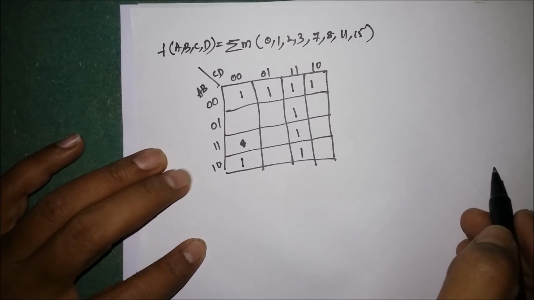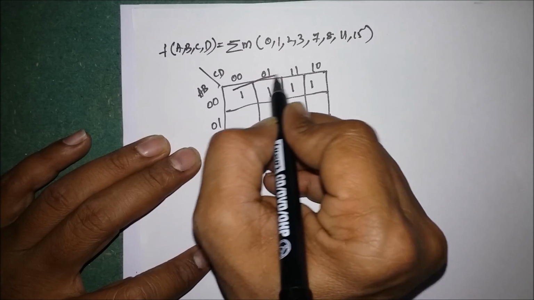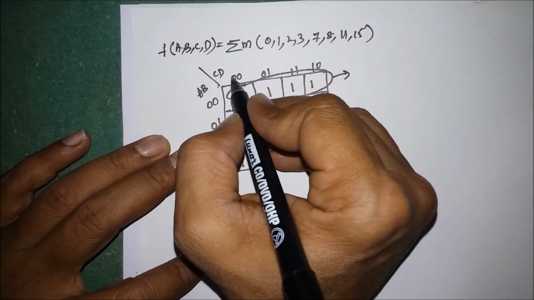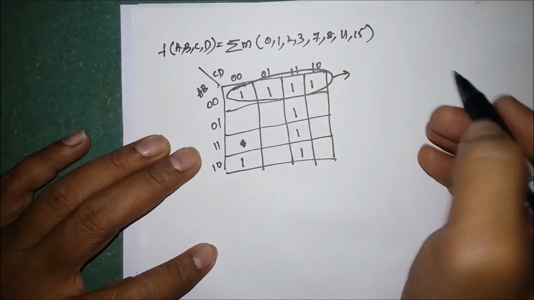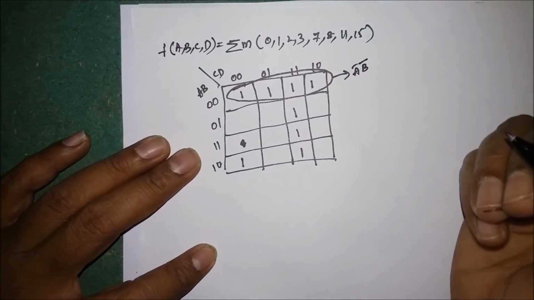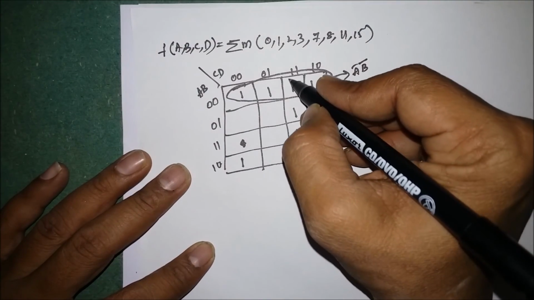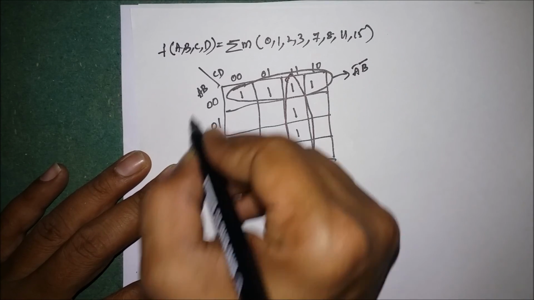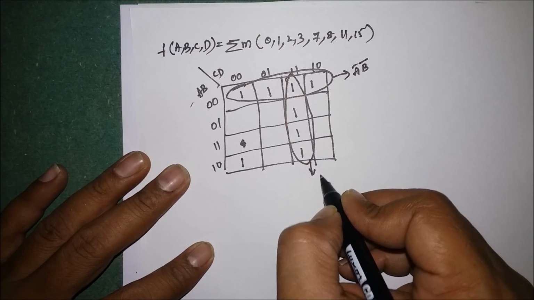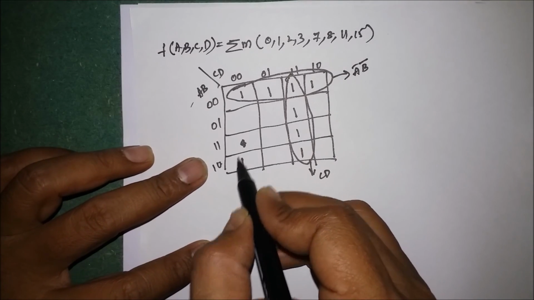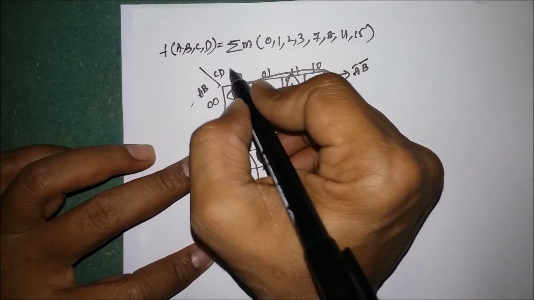So in this problem, if you see here, just group these four. When I group these four, these two variables are changing from 0 to 1 and 1 to 0. They are eliminated and I am left over with A bar, B bar. And if I group these four cells, now A and B are eliminated, I am left over with C, D. And now I have this one, which I can group with this.